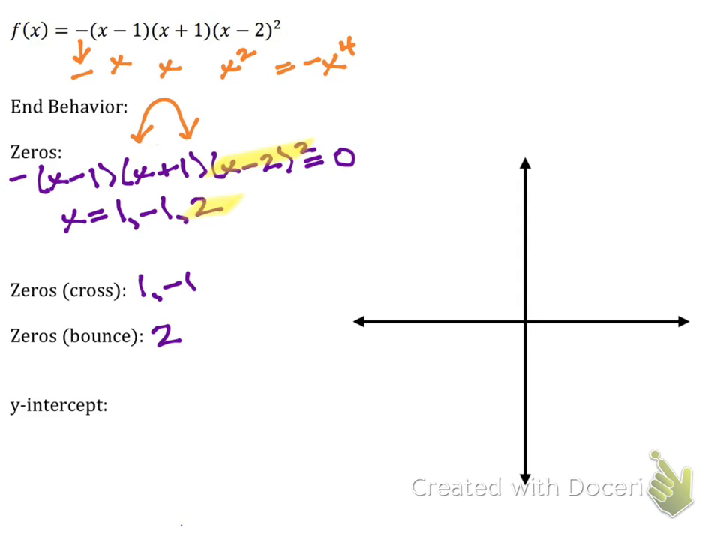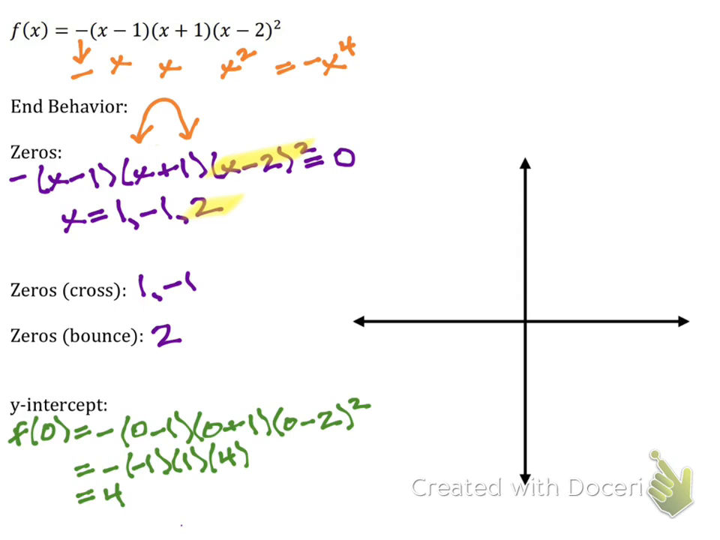Next, we're going to look for the y-intercept, and to do that, we do f of 0. So we go into our function, replace all the x's with zeros, and we get 4. So now we're going to put those 3 points on our graph. I have 3 zeros and a y-intercept. So now we're going to look at the behavior at each of those zeros.